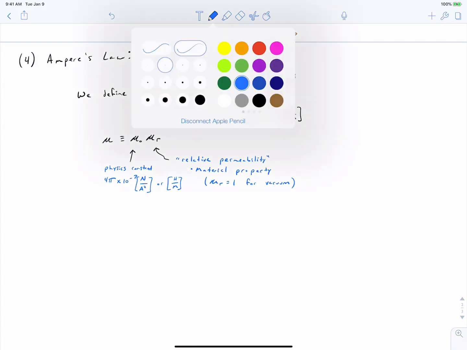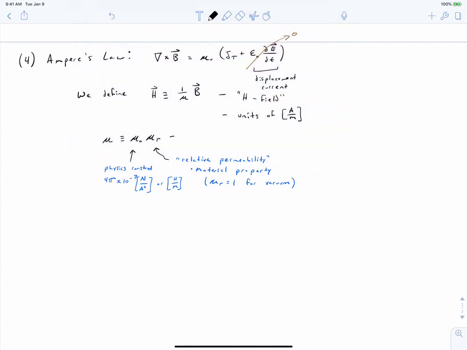So this entire quantity, mu, is the permeability of our material. When you're working in magnetic materials, when you're working in ferrous materials, it is a function of the magnetic field. Mu naught is a physics constant, but mu r, our relative permeability, varies as a function of our magnetic field, or a function of our flux density. That is to say, it saturates. And again, we'll come back to that at the end of this video.